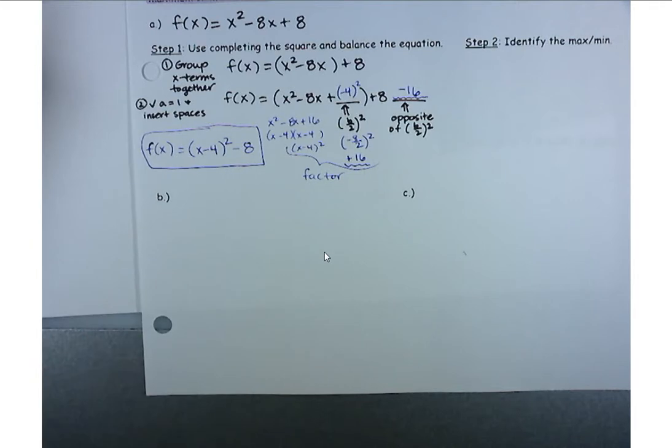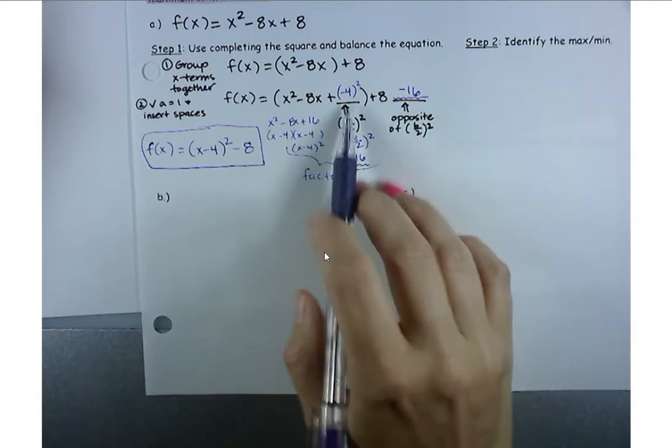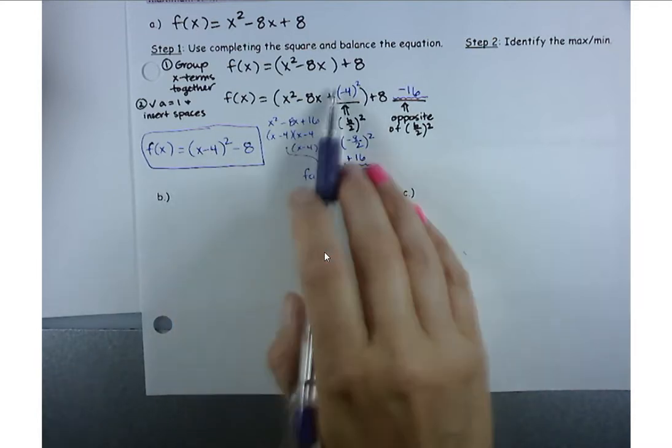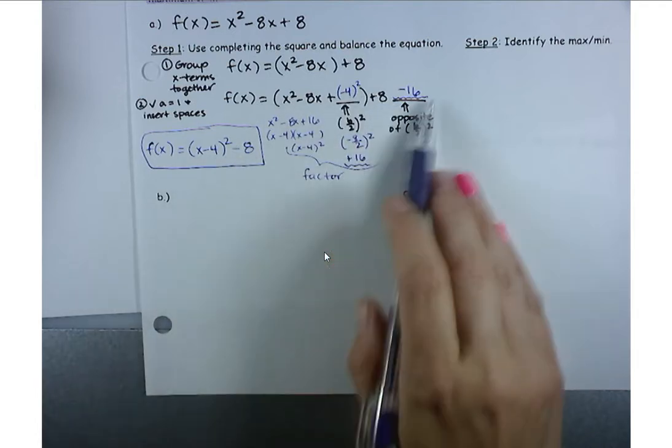Okay, so that would be my answer for part 1. Again, the reason why I keep the negative 4 there is so I don't even have to think about my factoring. I know it's just going to be x minus 4 squared, and then I can add those two together.